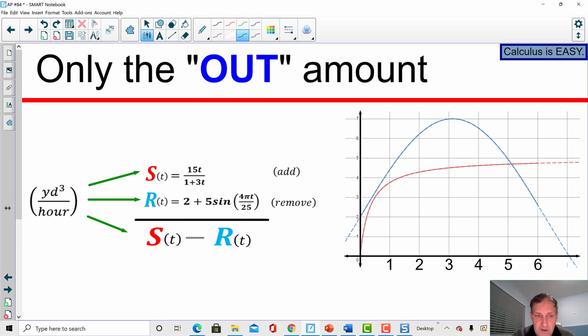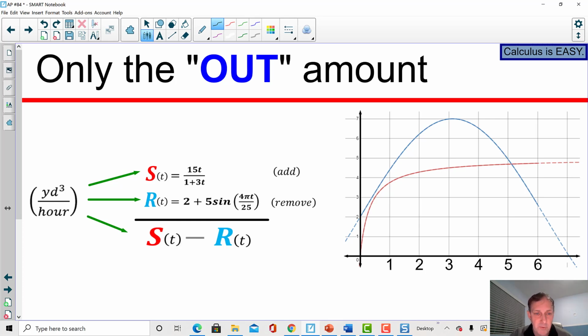Now, if you look over here on the right side, the rate that the sand is added is this red function here. You can see that it's always positive. And the rate that the sand is removed is right here. You can see that it's also always positive on our interval, which we're going up to 6. So to get your all-inclusive rate, you're going to have to take the rate that sand is added and then subtract the rate that the sand is removed. And together, that's your single rate of change function.